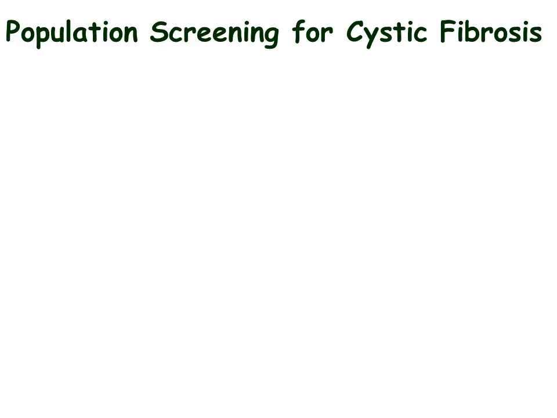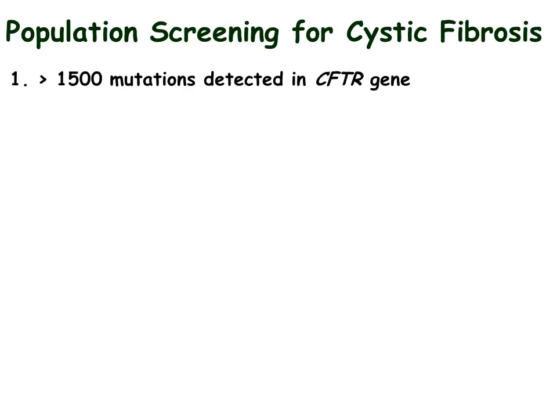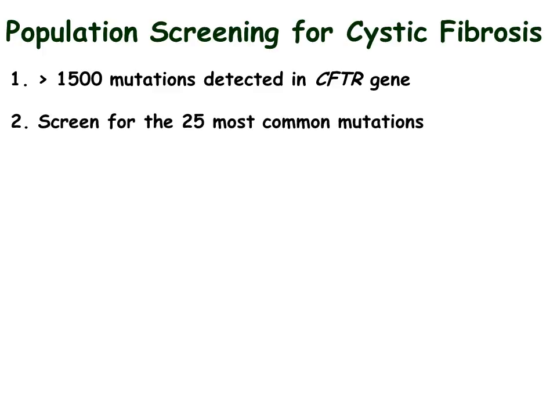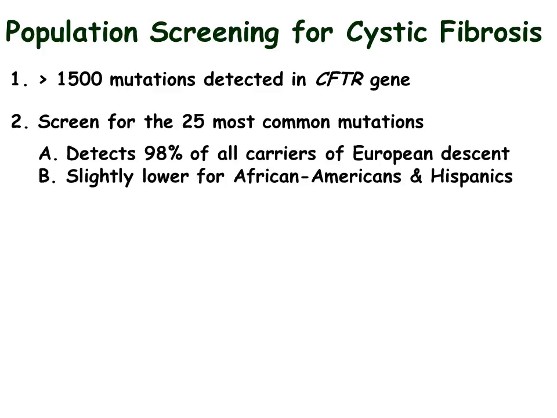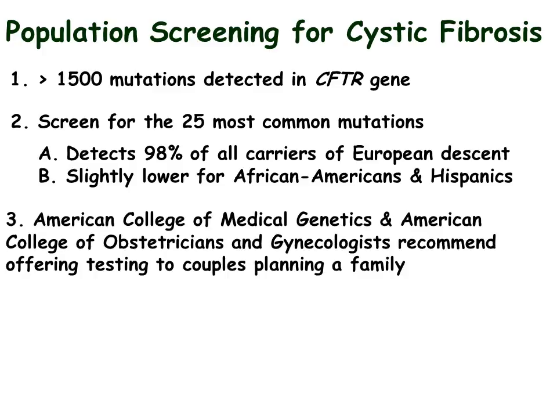All right, so there's also population screening for cystic fibrosis. Now here's an example again of one with lots of different mutations, more than 1,500. And this is a very large gene. It's the cystic fibrosis transmembrane regulator gene, and it's controlling the transport of chloride ion. And again, it's a very, very large gene. We screen typically for the 25 most common mutations, which detect 98% of carriers of European descent, slightly lower for African Americans and Hispanics.